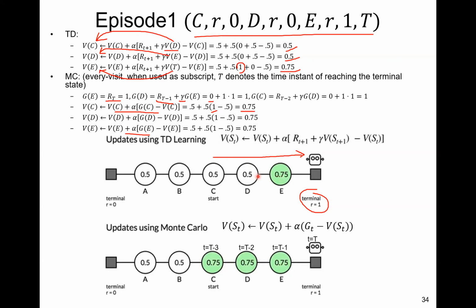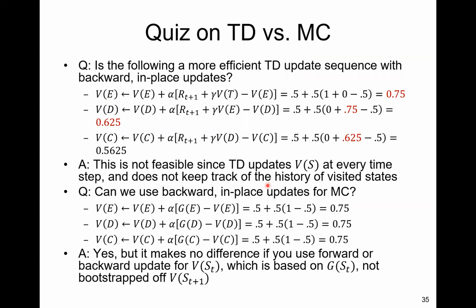Whereas for Monte Carlo, indeed, you can use the backward in-place updates, but it doesn't buy you anything. It makes no difference. If you update V(E) first, V(D) second, V(C) next, these values are the same because the updates are based on the returns G, not bootstrapped off the next state's value function.